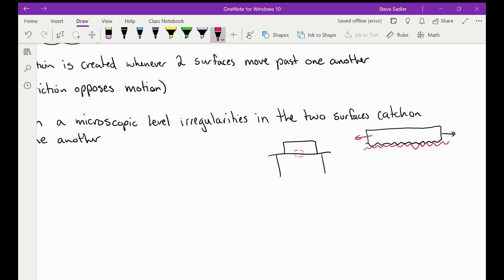It makes it harder to push that book across the table. Our table and our book are both pretty smooth, but we know if we were trying to push that book across sandpaper, for example, then maybe there was a big sheet of sandpaper on the table, it's going to be a lot harder to push, or it'll require more force to push that.